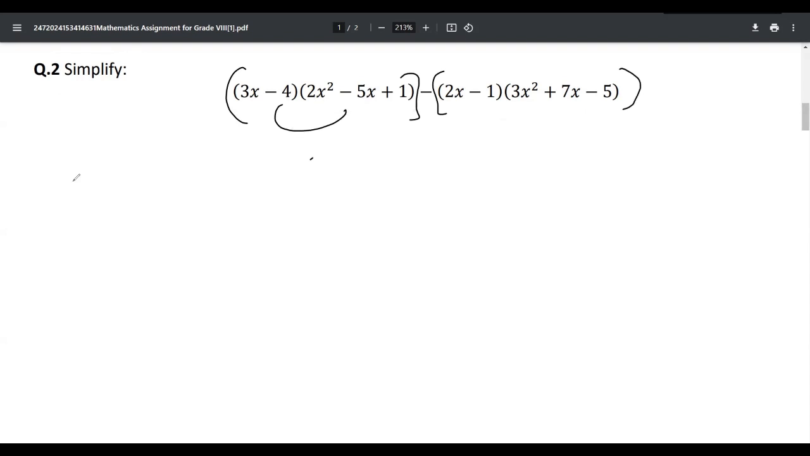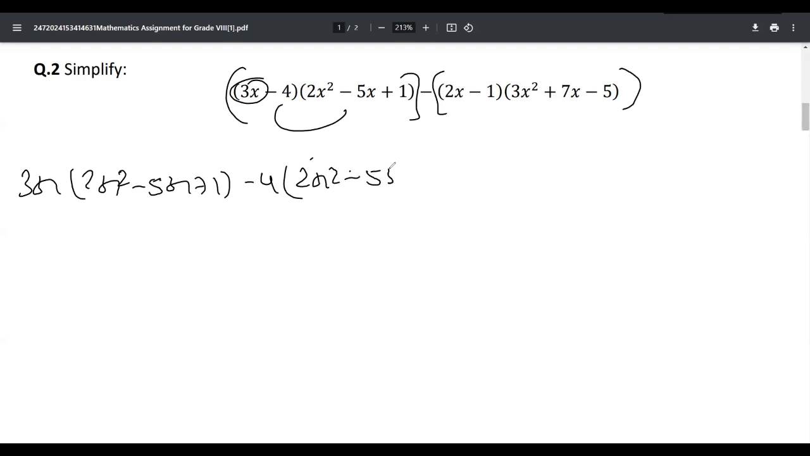Here I can see this 3x, applying the distributive property. This 3x should be multiplied with all three terms, that is the trinomial, 3x times 2x square minus 5x plus 1. Same way, minus 4 should be multiplied with the same 2x square minus 5x plus 1. Now I should enclose them in a bracket.